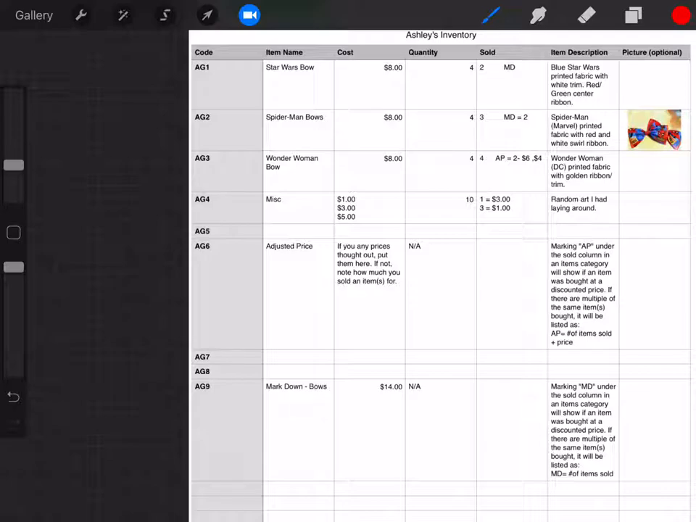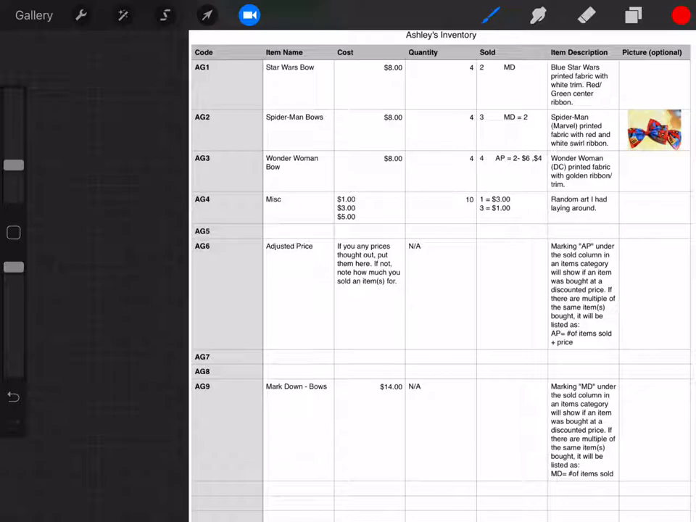All right, item name is kind of self-explanatory. You can name your pieces anything you want. Just always make sure to keep it appropriate. It is still very important because, yes, there is a code, but you still want to name your piece. This also helps with a little bit of a description, for example, Spider-Man bow. Cost obviously is self-explanatory, and so is quantity, how many of the items that you have.